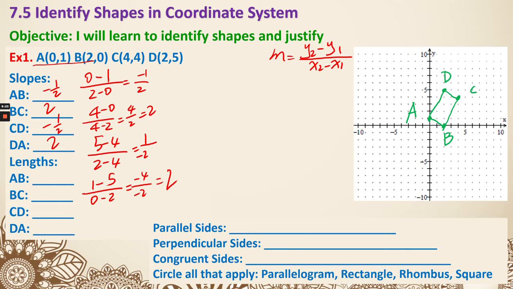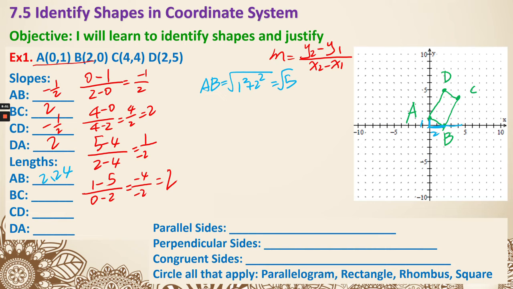Next, finding the length. So you can use the distance formula, or since we have the graph here, we can just simply draw on the graph. So to indicate our right triangles right here. So for AB is going to be a 1 and 2. So the length of AB is going to be square root of 1 squared plus 2 squared, which is square root of 5, which is 2.24.